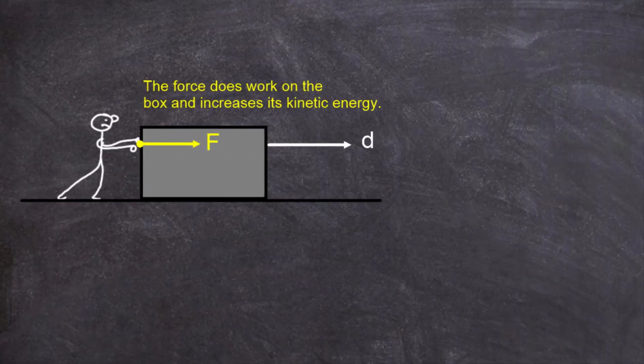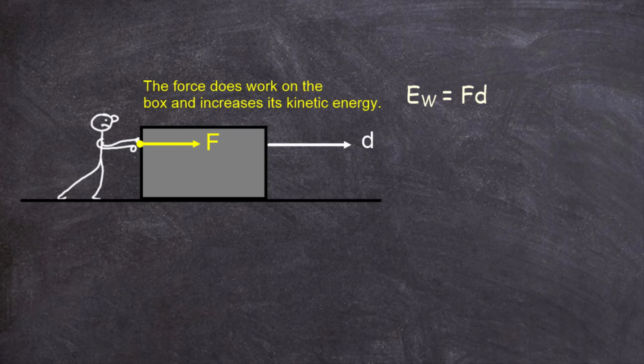When a force is applied to a block and that force moves the block through a displacement, say d, then we say that there's been work done by the force on the block. The force does work on the block and increases its kinetic energy. We know that the work done on the block is given by the formula W equals the force times the displacement. That is how far it was moved from its start.